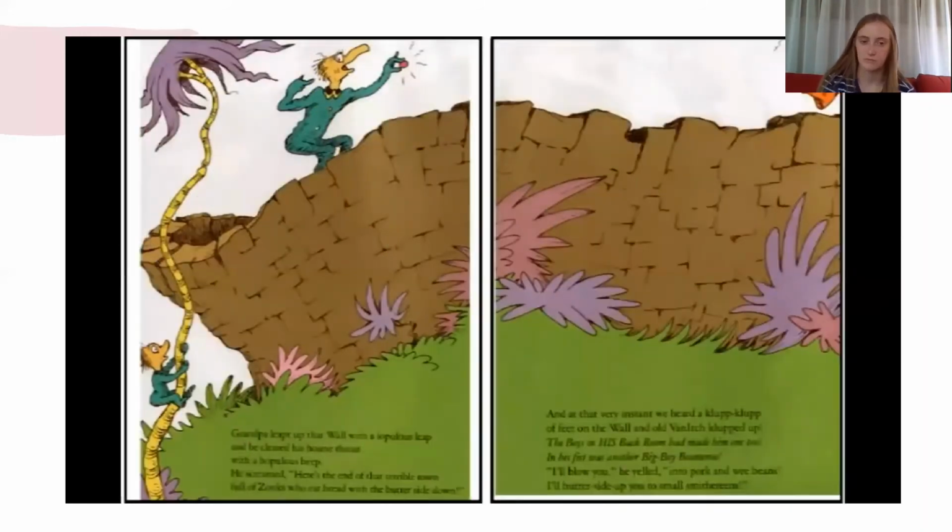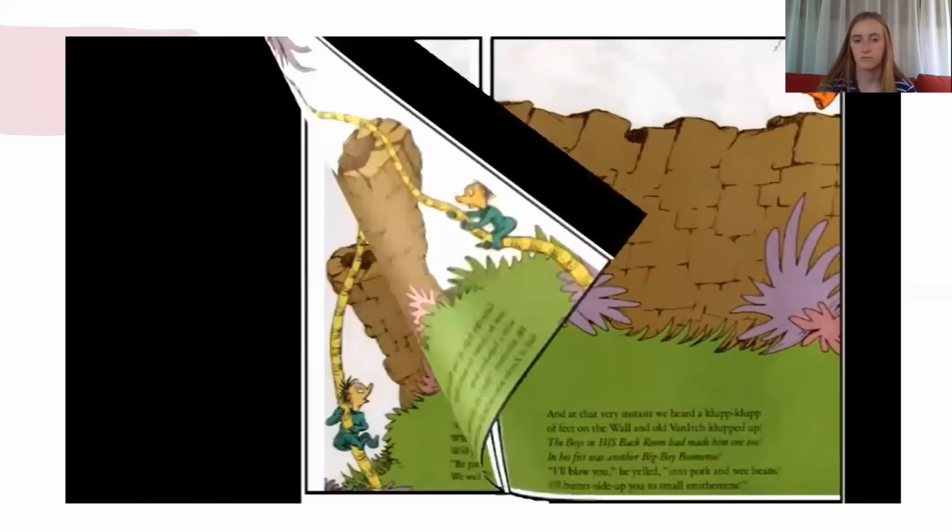Grandpa leapt up that wall with a lopulous leap, and he cleared his hoarse throat with a populous beep. He screamed, "Here's the end of that terrible town, full of Zooks who eat bread with the butter side down." And at the very instant, we heard a clup-clup of feet on the wall, and old Van Itch clumped up. The boys in his back room had made him one too, and his fist was another big boy boomeroo. "I'll blow you," he yelled, "into pork and wee beans. I'll butter side up you to small smithereens."